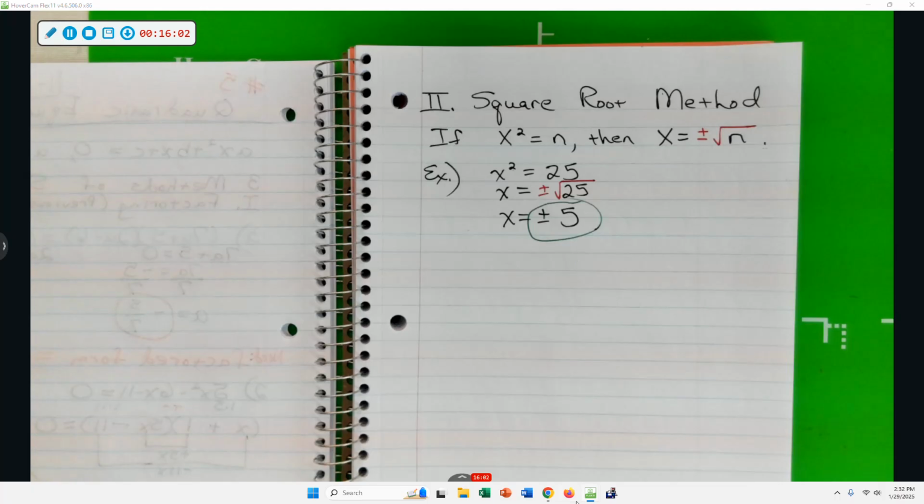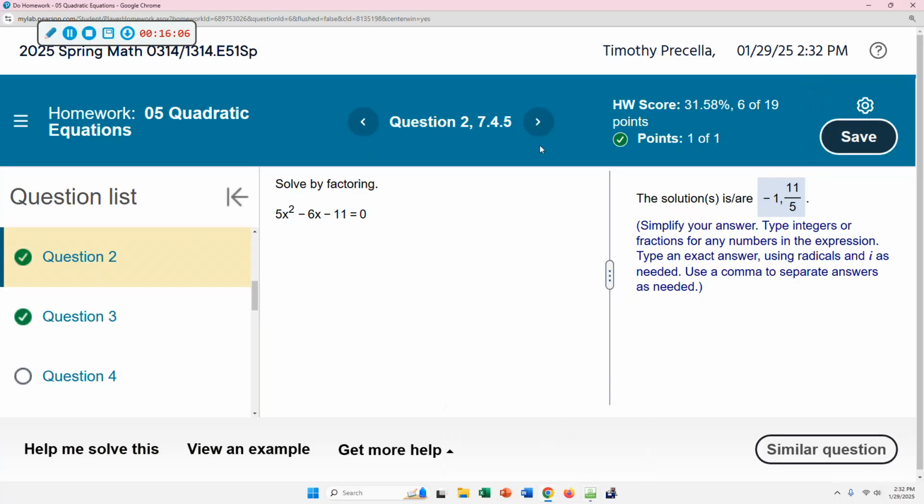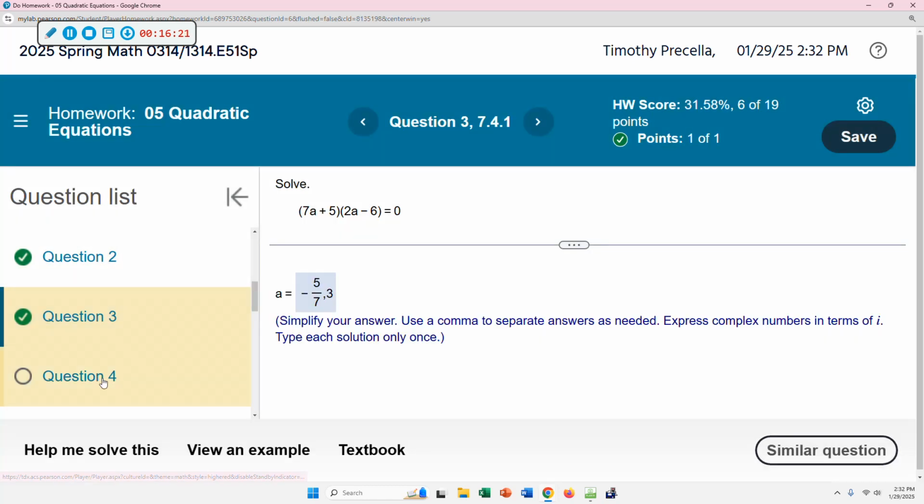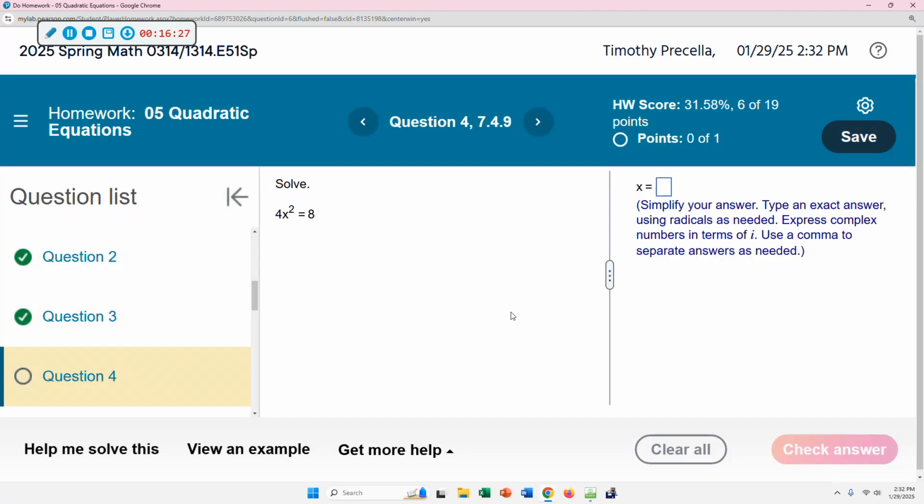Now let's look at number 4. For the square root method, you need the equation in the form something squared equals a number. Did you click there to go to number 4? I hit the arrow to go to number 3 and then number 4. Okay, so we've done number 3. It's going to go straight to number 4 now. This is number 4.